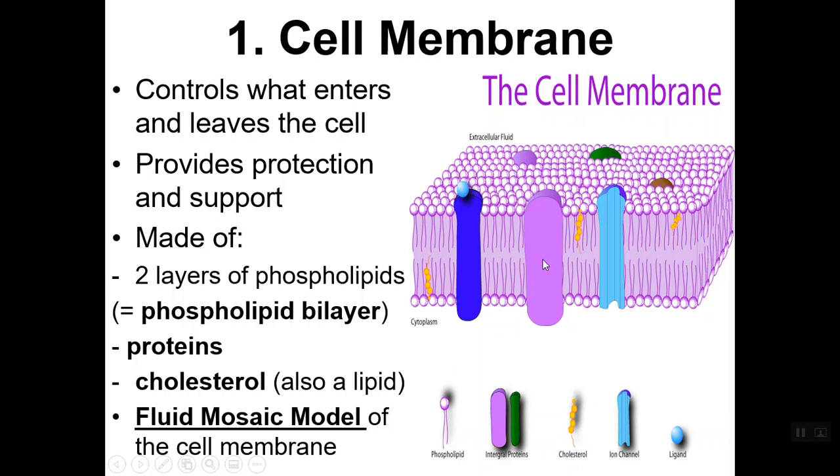There are proteins in this membrane. There's cholesterol in this membrane, which is also a lipid. And we'll talk all about this in more detail later. A general overarching model to view the cell membrane is called the fluid mosaic model. Fluid because all of these things move, they're not stuck there. And mosaic because, like in art, you have all these different pieces. So you have all these phospholipids, you have all these proteins, you have all these cholesterols. So we call it the fluid mosaic model.